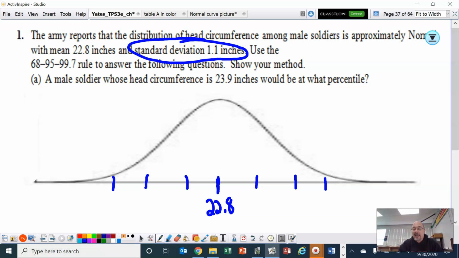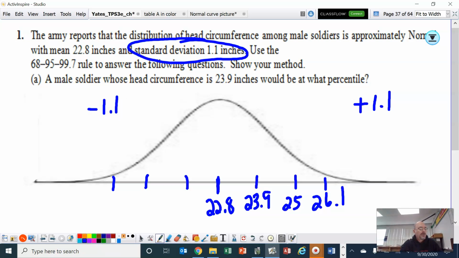So I'm going to add 1.1 each time I go up on that normal curve. So here we go. I'm going to add 1.1. So one standard deviation above is 23.9. Okay, the next one is 25. And then the next one is 26.1. Okay, now I'm going to subtract going to the left. So 1 below is 21.7. 2 below is 20.6, and 3 below is, it looks like 19.5.